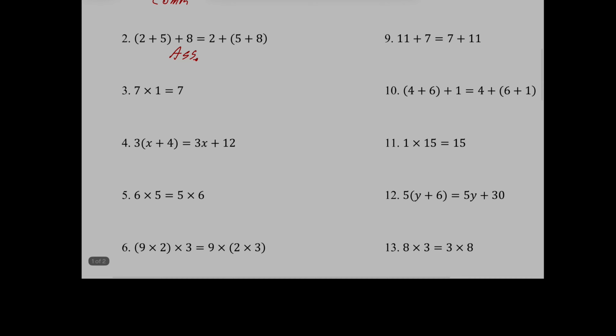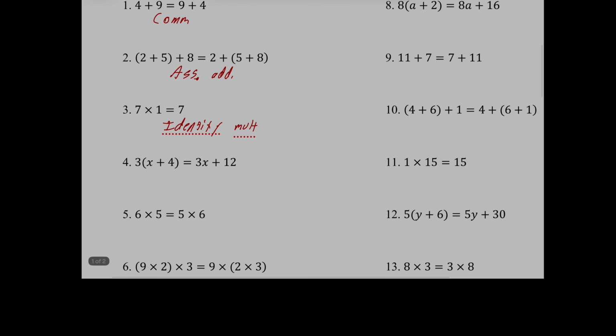Number 3, 7 times 1 equals 7. That's the identity, okay? And if you want to be real specific, that's the identity property of multiplication. This would be the associative property of addition. This would be the commutative property of addition. They only work for addition and multiplication, okay? You can't have commutative property of subtraction or division.